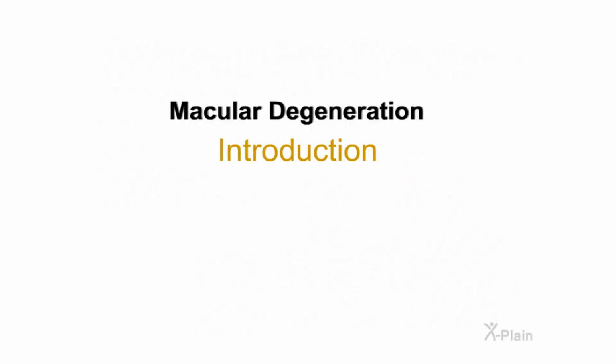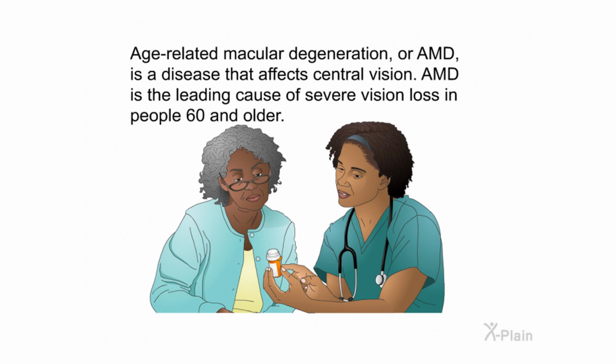Macular degeneration. Introduction. Age-related macular degeneration, or AMD, is a disease that affects central vision. AMD is the leading cause of severe vision loss in people 60 and older.